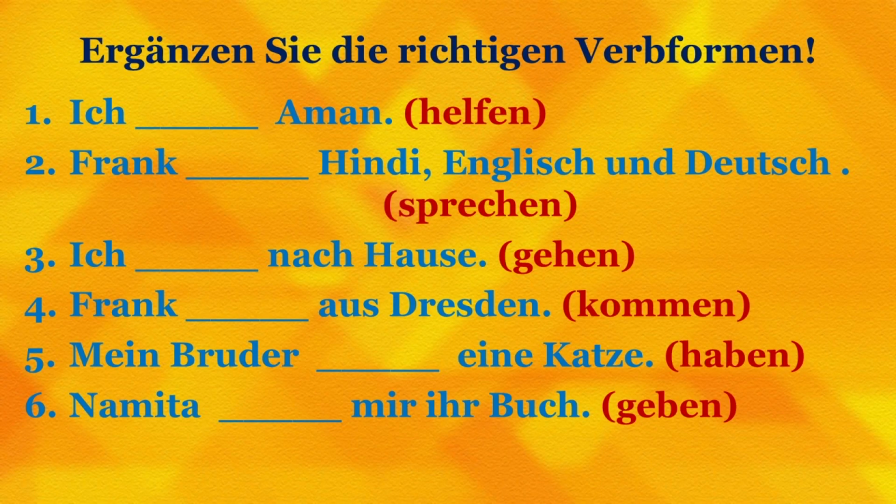So, the exercise reads as: Ergänzen Sie die richtigen Verbformen. Fill in the correct verb forms. The first sentence: Ich dash Ammen, the verb to be used here is helfen. Frank dash Hindi, English und Deutsch, given verb sprechen, to speak. Ich dash nach Hause, given verb gehen, to go.